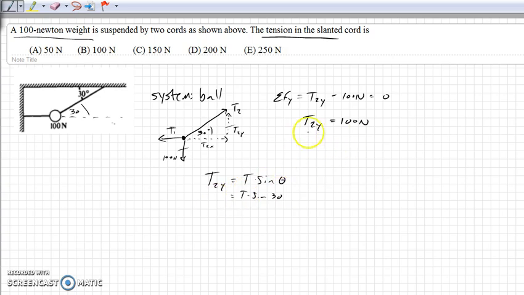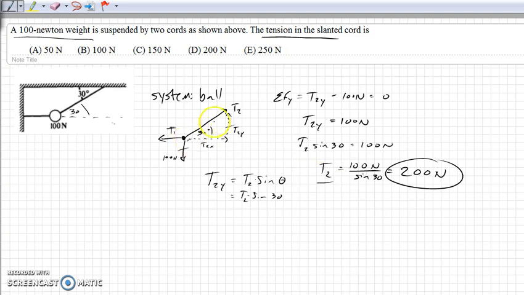Okay, so you plug this value in and you realize that T2, the tension in the second rope. So you say T2 sine 30 equals 100 newtons. And then you divide both sides by sine 30 and you realize that T2 is 100 newtons divided by sine 30, which actually ends up being about 200 newtons. So that is the second tension in this rope right here, which is answer D.